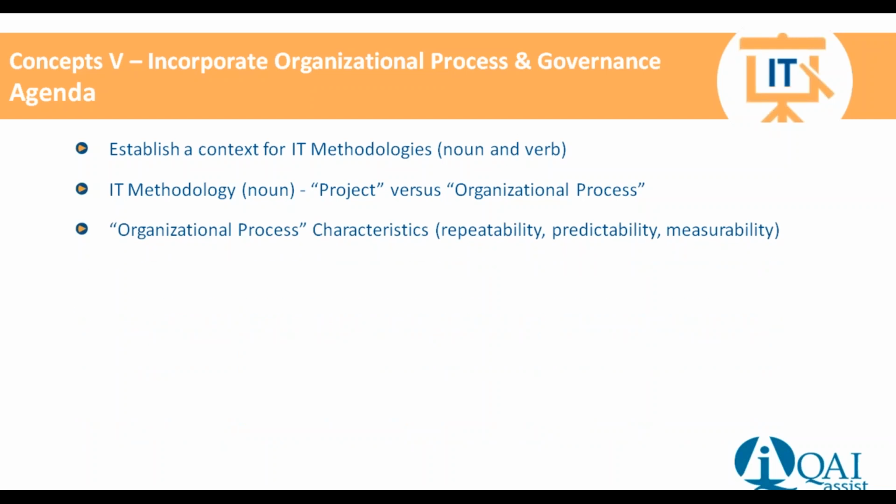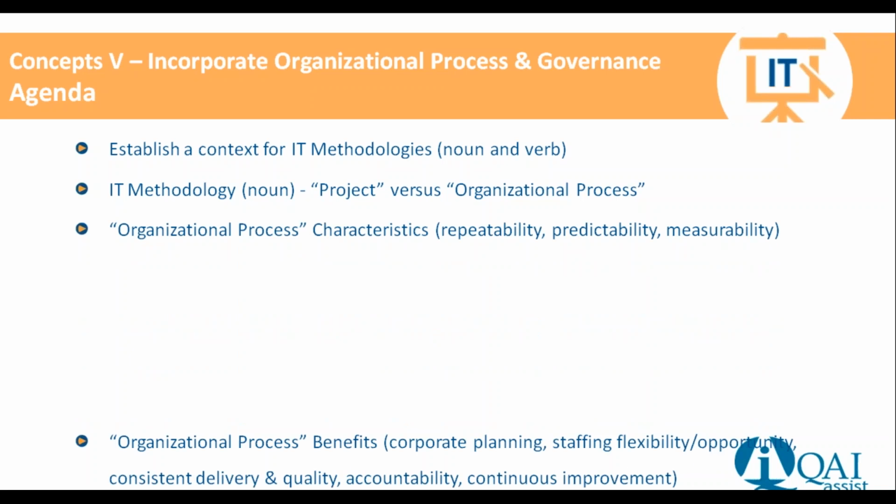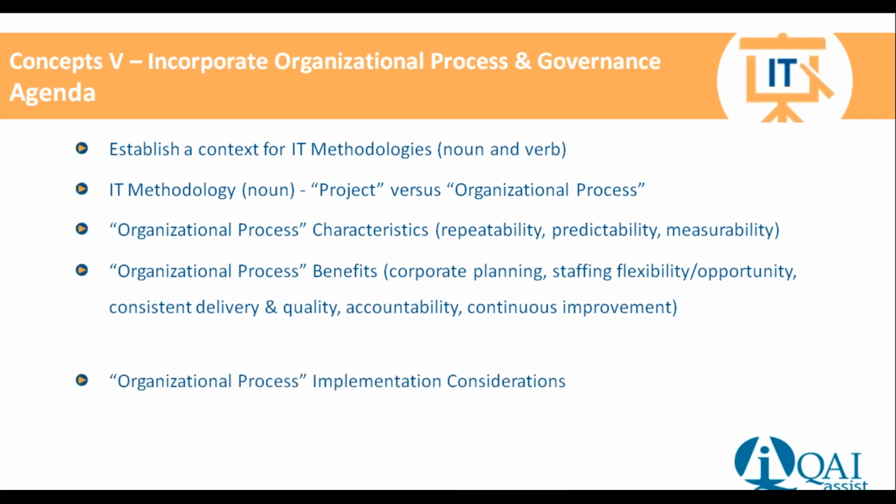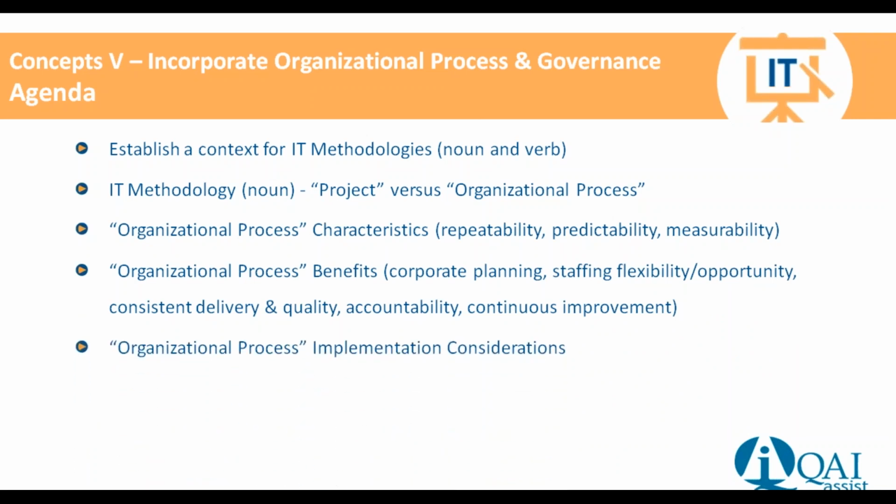We're going to talk about characteristics of an organizational process, repeatability, predictability, and measurability, and get into a little more discussion on that. And we're going to talk about some of the benefits, be it from the repeatability, the predictability, and measurability of an organizational process. So we'll touch on those. And then we're going to wrap up at the end: okay, if we're going to be talking about process and incorporating it into our organization or at the client site, what are some of the things that we're going to have to do to be able to implement this?